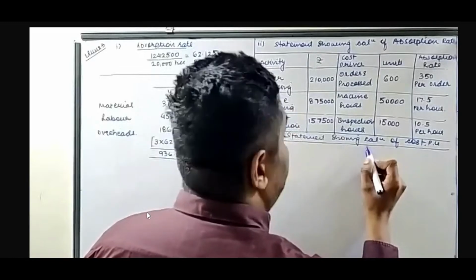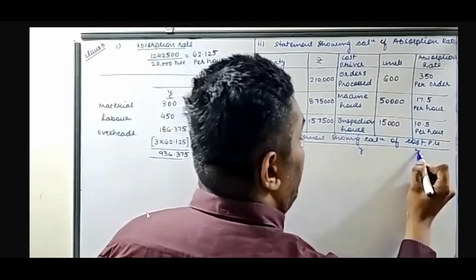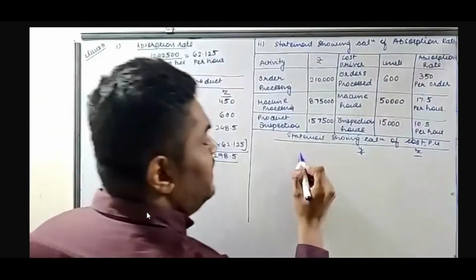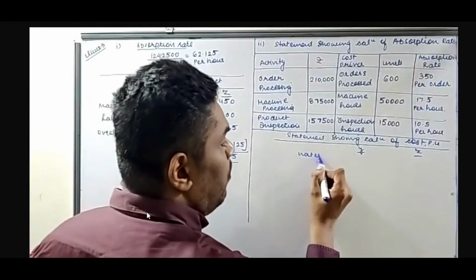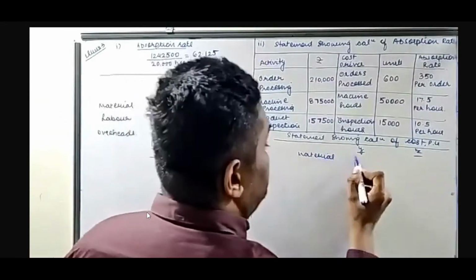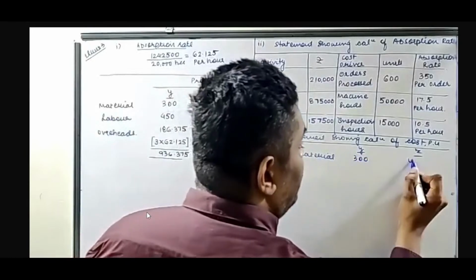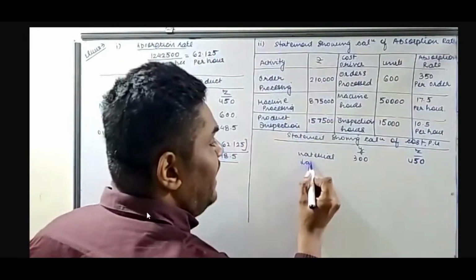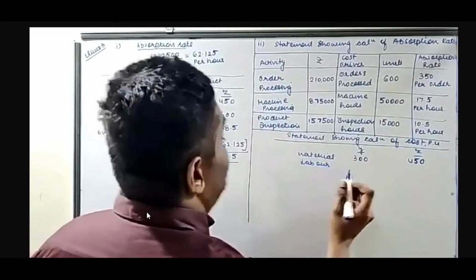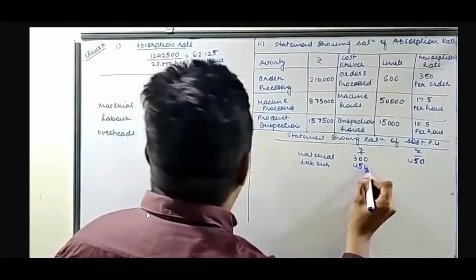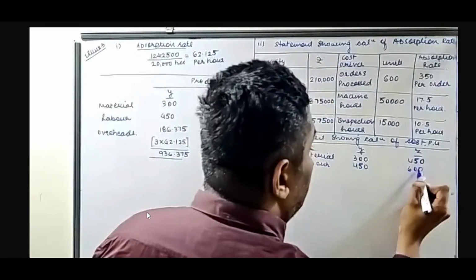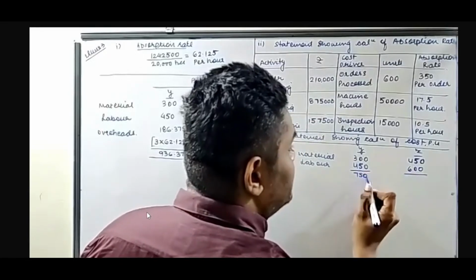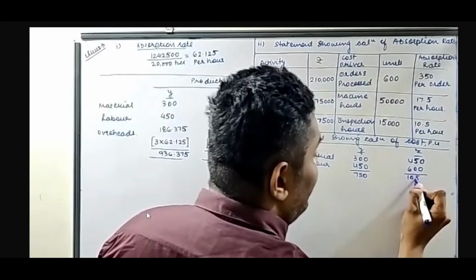There are two products, product Y and Z. The material cost we have is 300 and 450. The labor cost we have is 450 and 600. So the prime cost will be 750 and 1050.